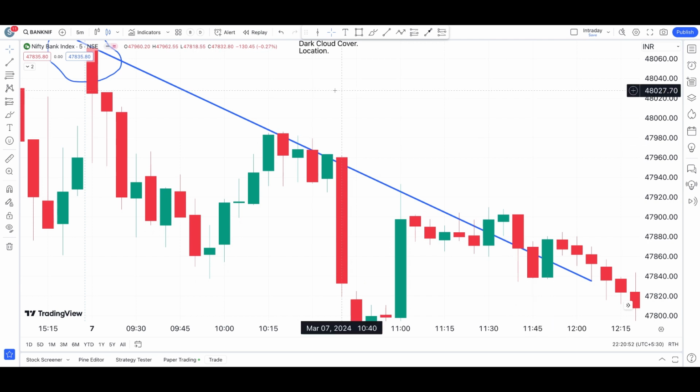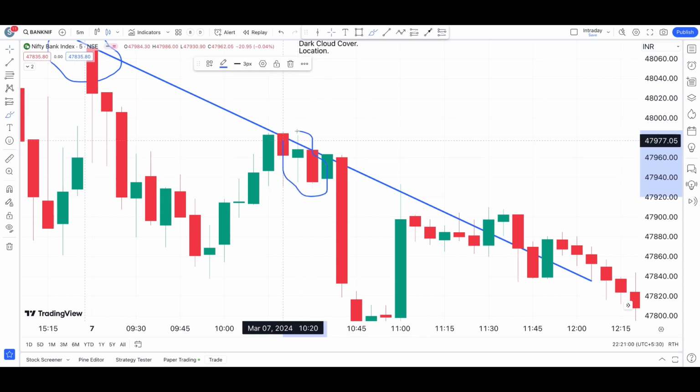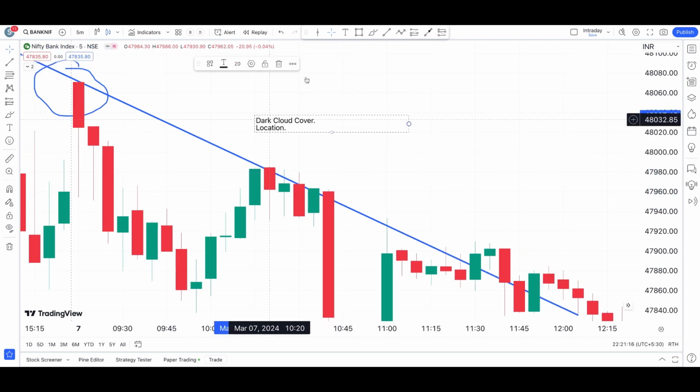Proper confirmation has come at this candle in the form of a bearish engulfing pattern this time. If you notice these two candles put together, that is your 1025 candle and 1030 candle. This is called a bearish engulfing pattern, which is again a reversal sign, and this is in favor of bearish momentum.